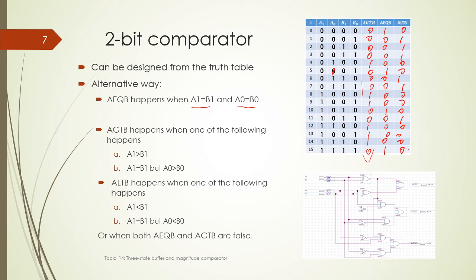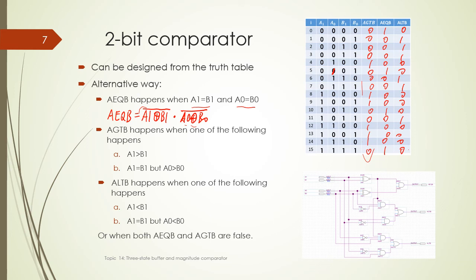So for this, we can directly write when A equal to B: when A1 equal to B1, it can be written as A1 XNOR B1, and at the same time A0 XNOR B0. Basically, A1 XNOR B1 means A1 equal to B1. This means A0 equal to B0. So if both of them happen together, we say A equal to B.